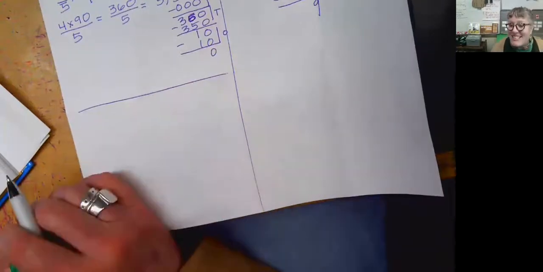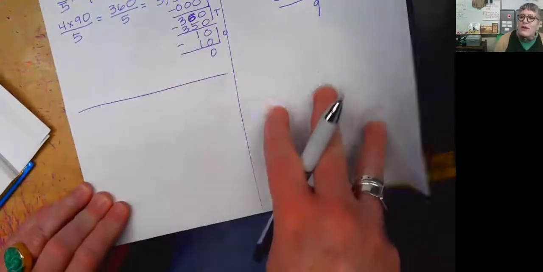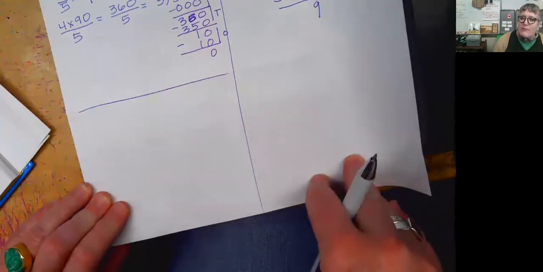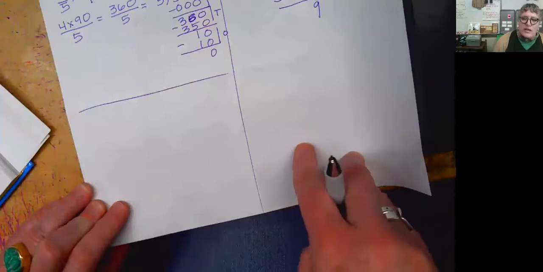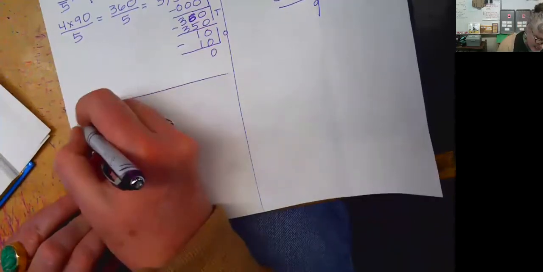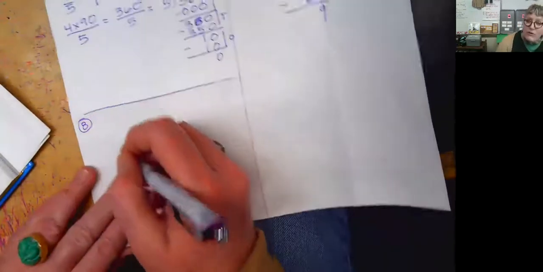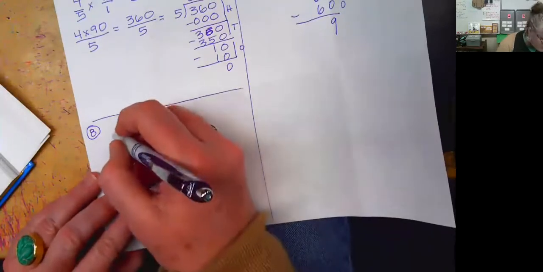8, we can't cheat. So when we do 8, I'll show you a little trick that I came up with when I taught 6th grade. It was a pretty good trick, and I'll show you how to do it because number 8, we don't know our 15 times tables.